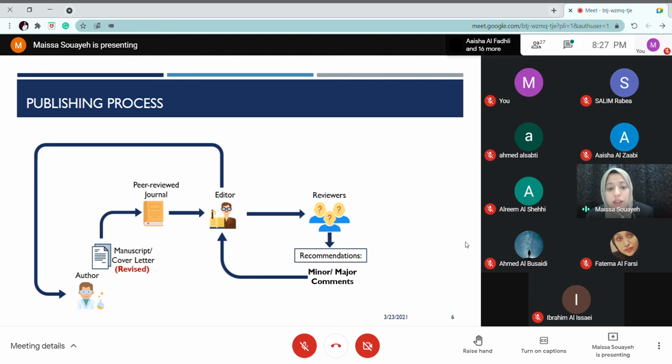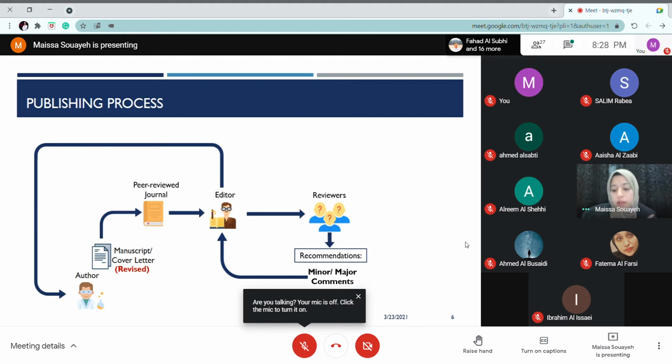So these cycles of revision can take some time, but usually most of the time it does not take more than 2 to 3 rounds. The maximum is 3 rounds. So knowing the process, you can estimate how much time it can take.